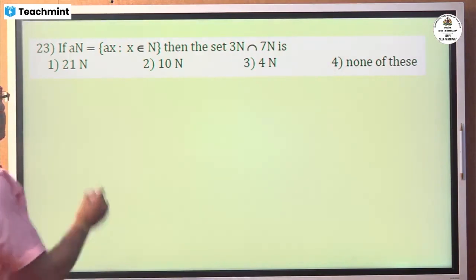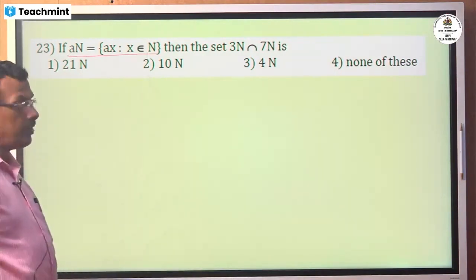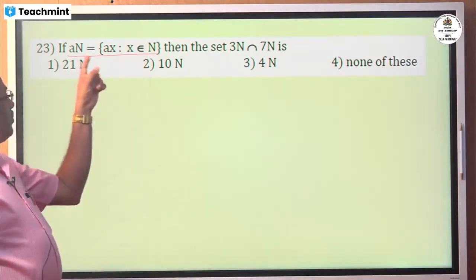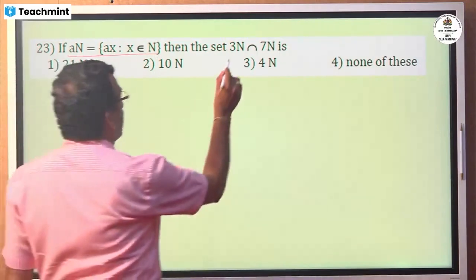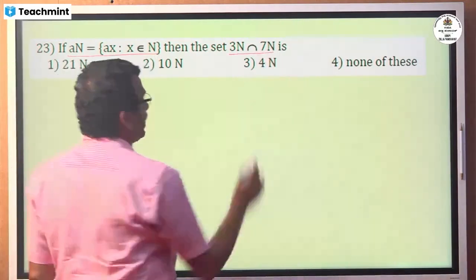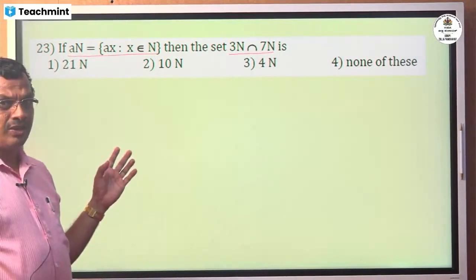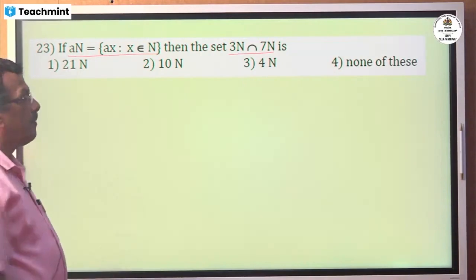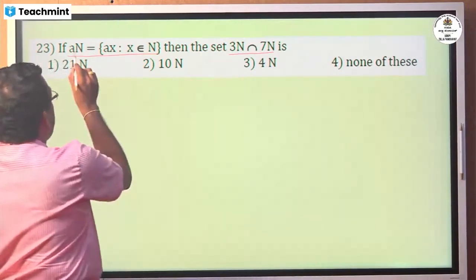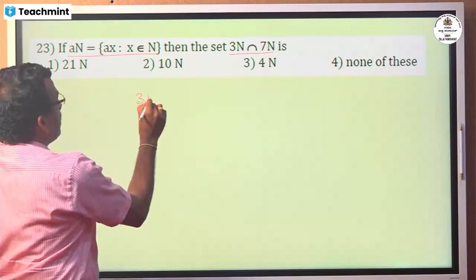Now, if A n is equal to {a x, x belongs to N}, then the set 3N intersection 7N is. You should know the meaning of it. There is nothing new here, nothing to worry about. If you know the basic concept, you can answer any problem. Now what is 3N? What does 3N become? Just imagine.